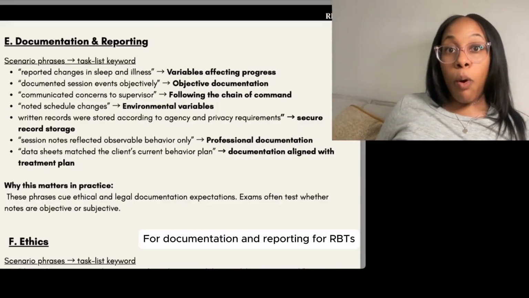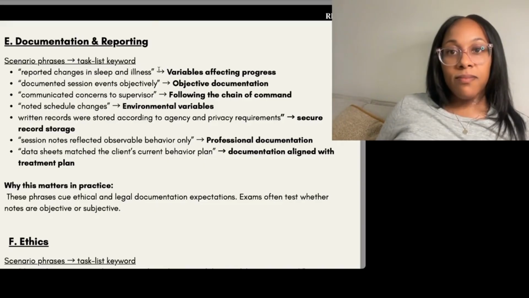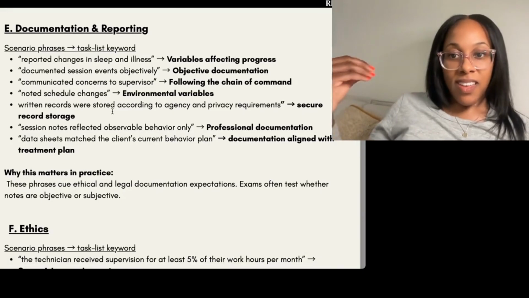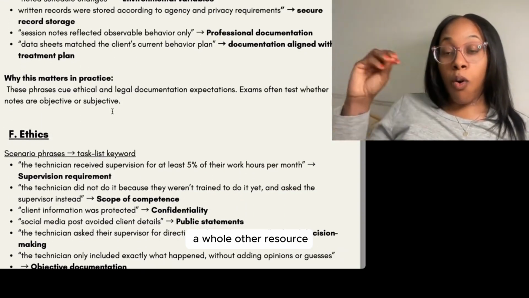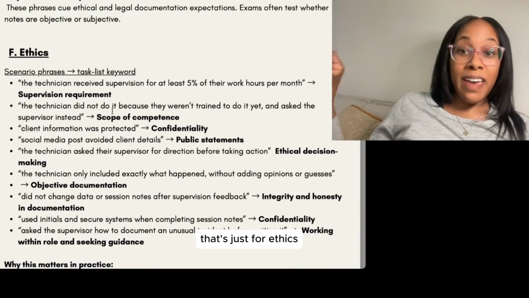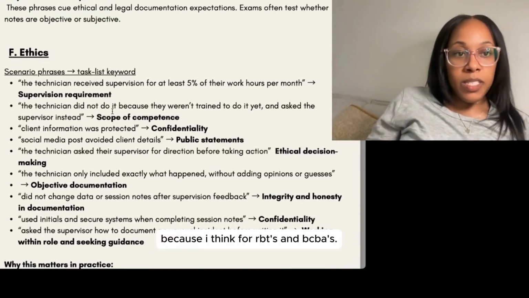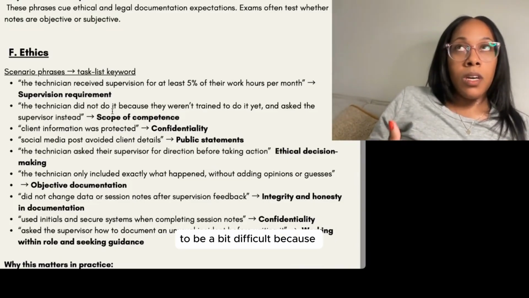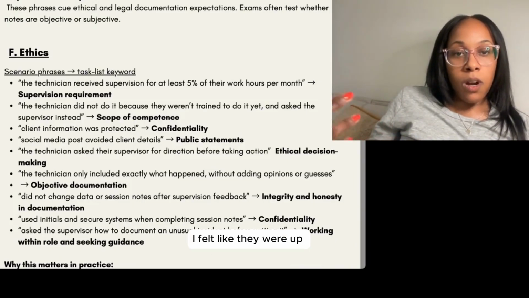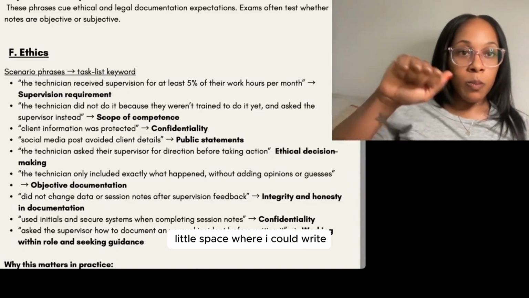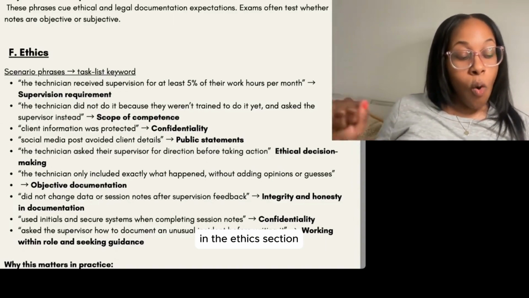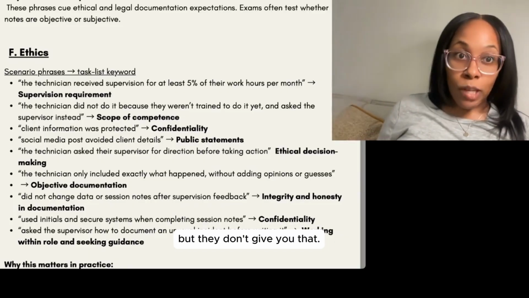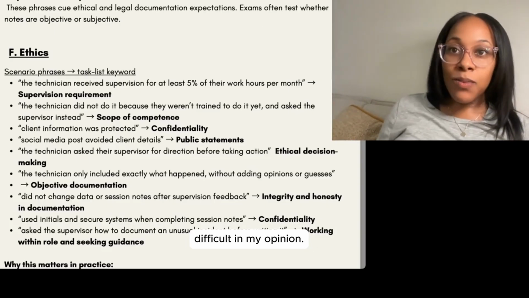So for documentation and reporting for RBTs, there are different types of keywords and phrases to pay attention to. Now, I'm considering making a whole other resource that's just for ethics, because I think for RBTs and BCBAs, ethics can be tricky. I always found the ethics questions to be a bit difficult because sometimes I felt like they were up for interpretation. I wish that they had a little space in the ethics section where I could write why I wanted to choose that answer or explain my reasoning, but they don't give you that. So that's what makes it difficult in my opinion.